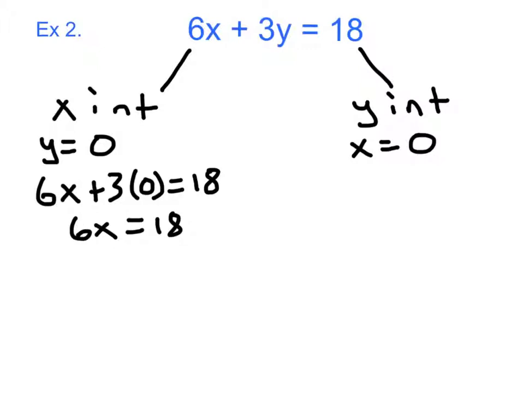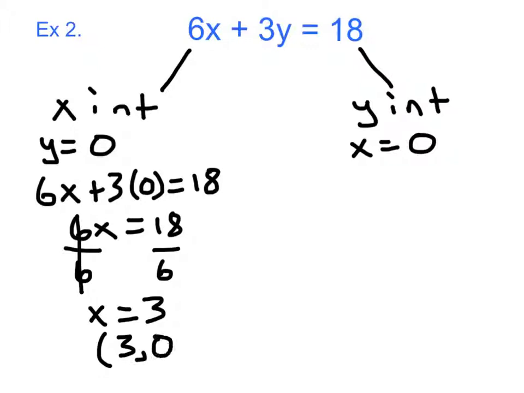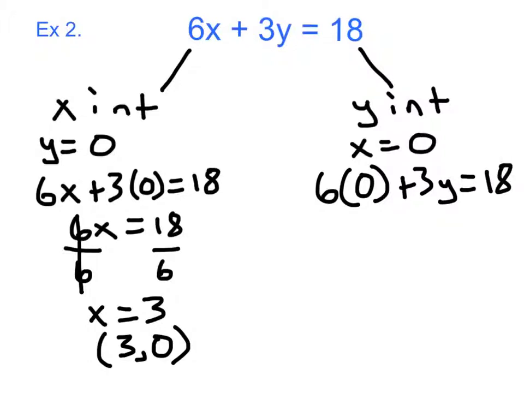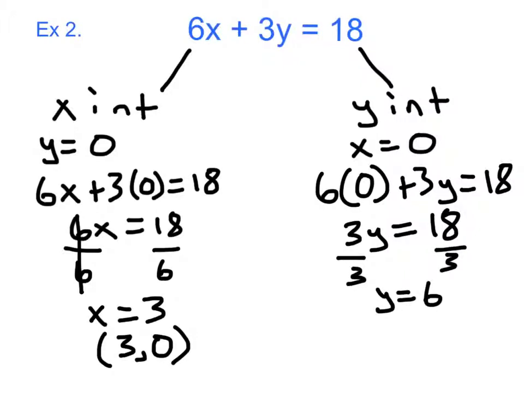So now we divide both sides by 6. When we do so, those cancel out, so we get x equals 3. So that means our ordered pair is going to be 3, comma, 0 for our x-intercept. So when we find the y-intercept, we plug in x equals 0. So 6 times 0 plus 3y equals 18. So 6 times 0 is 0, so 3y equals 18. Divide both sides by 3. Y equals 6. So that means our ordered pair is 0, comma, 6.